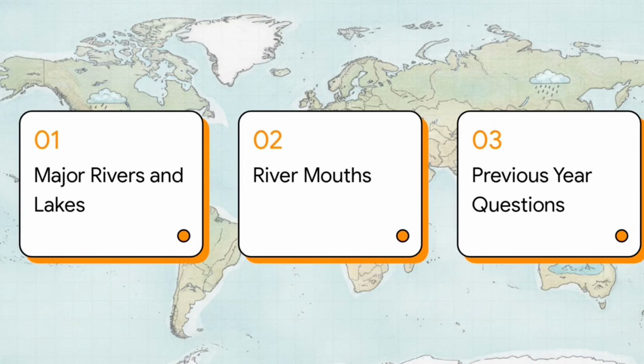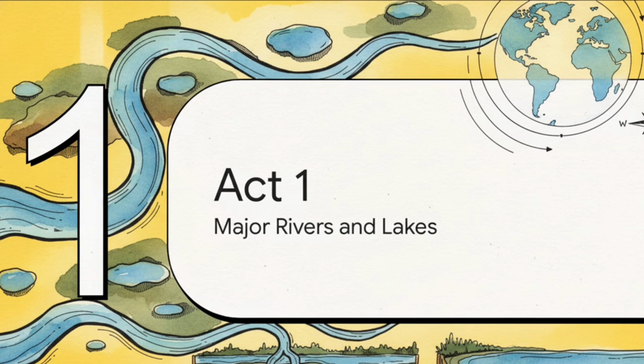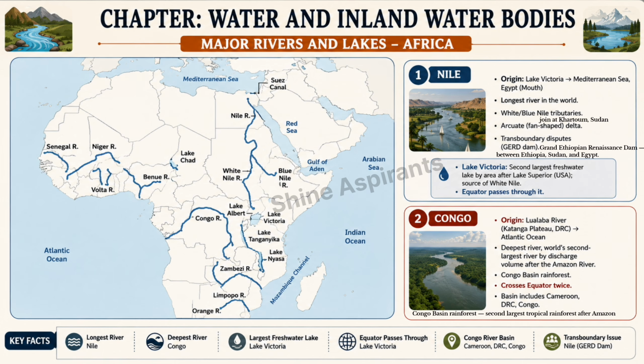We've split this explainer up into 3 straightforward sections: major rivers and lakes, river mouths, and finally, previous year questions. We're basically building your knowledge base from macro theory straight through to practical exam application. Okay, Act 1, major rivers and lakes. Let's just jump right in and set up our global playing field, mapping out the most vital inland water bodies continent by continent. Starting off with Africa.